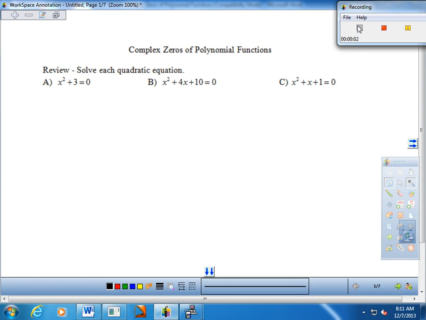Welcome. Today's notes worksheet is entitled Complex Zeros of Polynomial Functions. This lesson offers us an opportunity to solidify some of the ideas and skills that we've been developing over the last few notes worksheets. So we'll go ahead and start the process with a little review at the top and see where it develops from there.